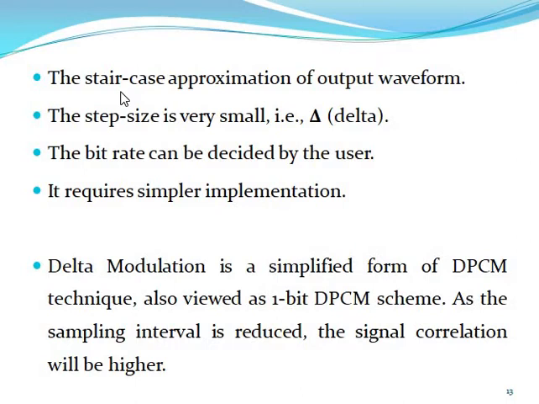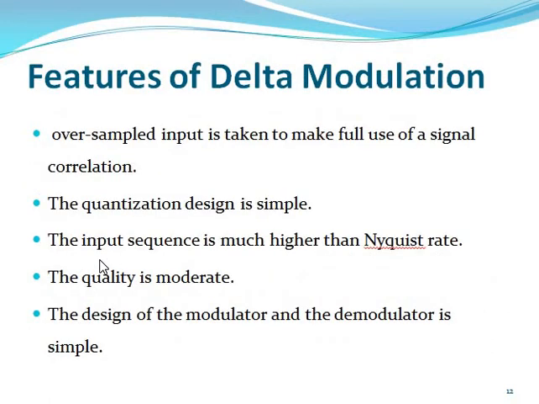The bit rate can be decided by the user and it requires a simpler implementation. So this is one feature also. Also we can use delta modulation to simplify the DPCM technique. It is also a 1 bit DPCM scheme. As the sampling interval is reduced, the signal correlation must be higher. So these are the features of delta modulation.